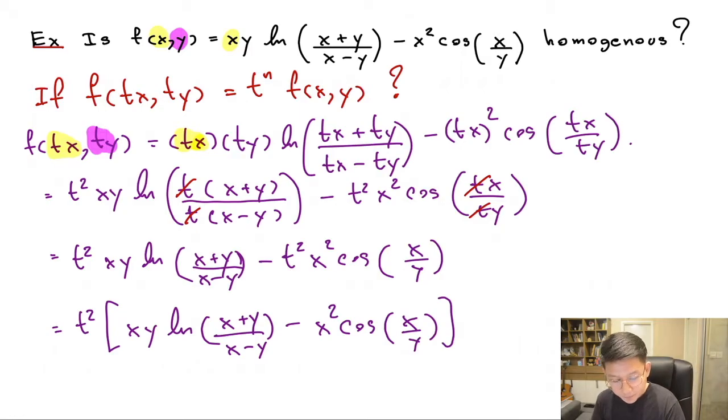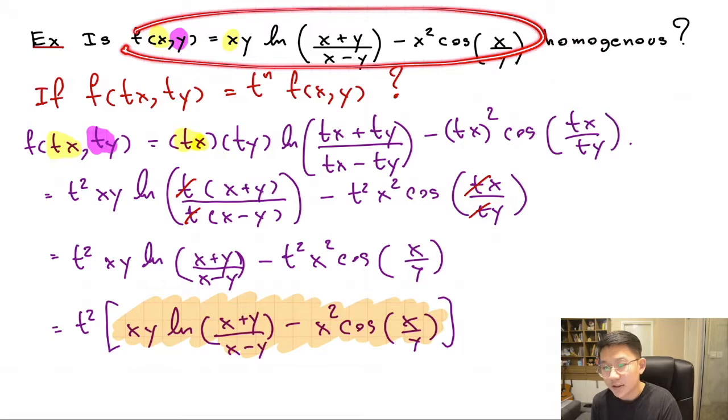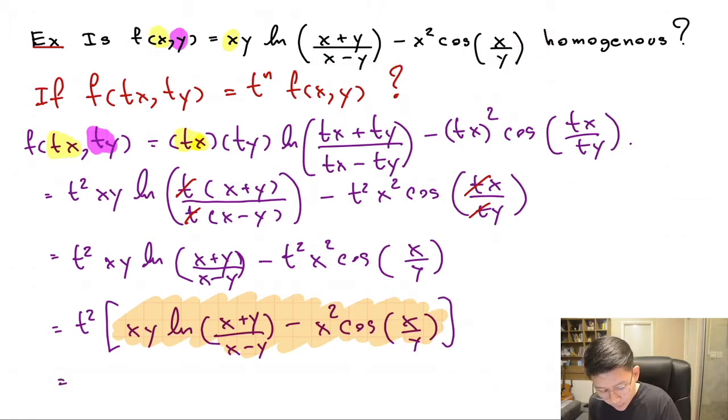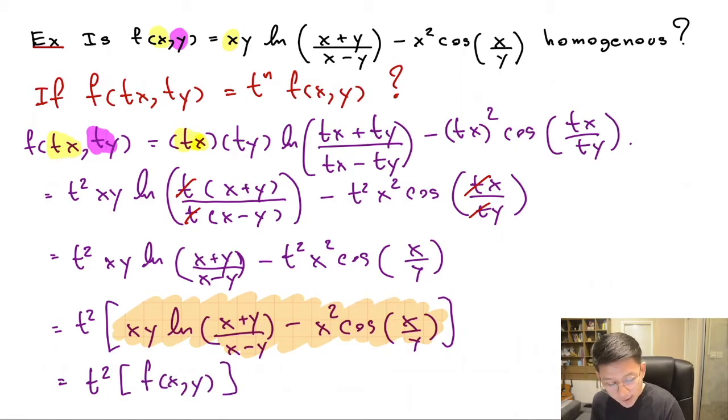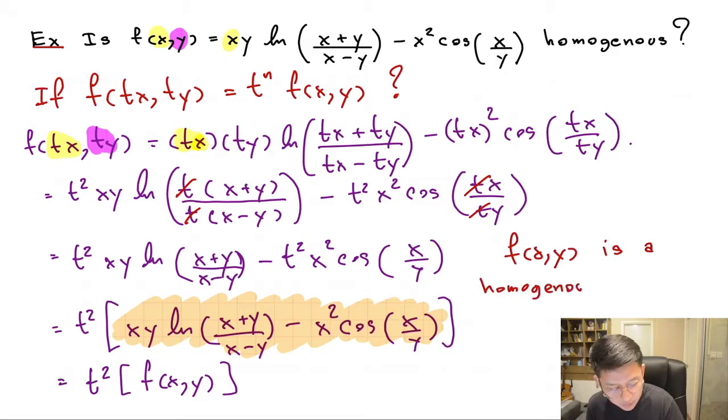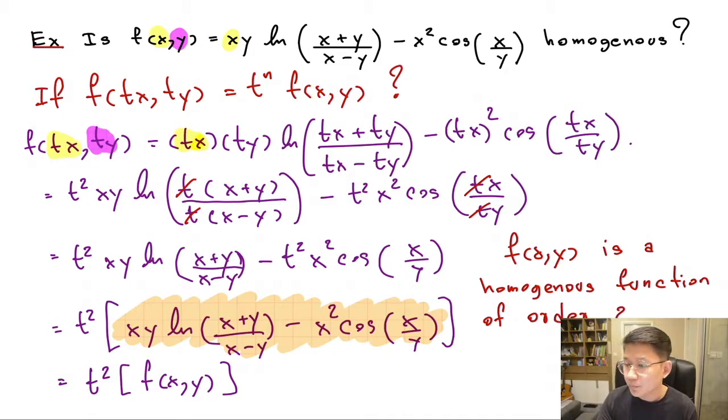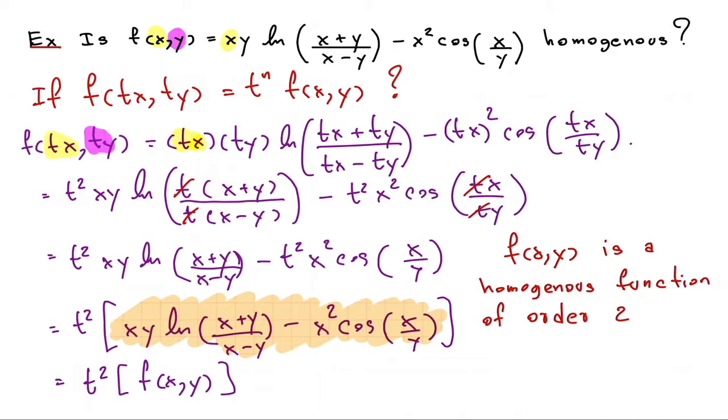And as you can see, this thing is actually f(x, y), isn't it? It's exactly the same. So we have here t squared f(x, y). So we can conclude that this f(x, y) is a homogeneous function of order 2. Does it make sense? Right?